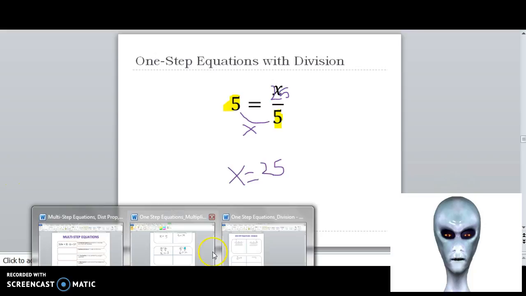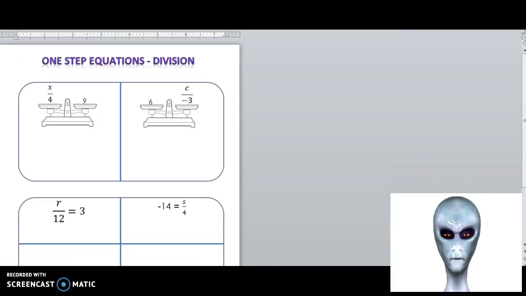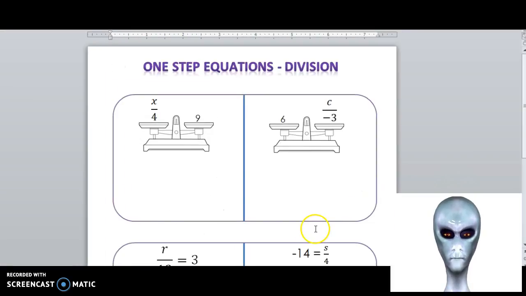Now let's take out your division equation graphic organizer. Some number when divided by 4 gives me 9. So instead, let's use inverse operations, and I'm going to multiply 4 times 9. So x is equal to 36. Because 36 divided by 4 is equal to 9.